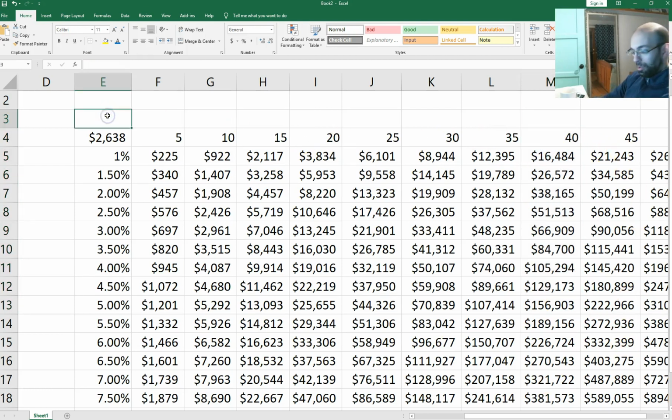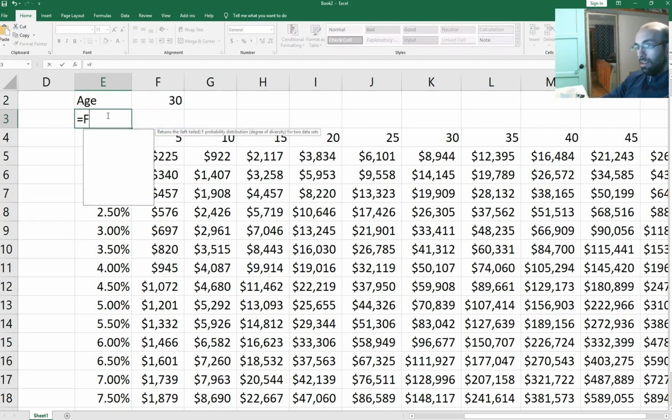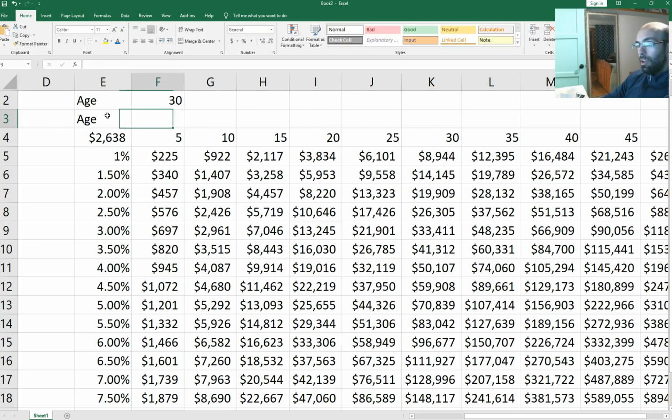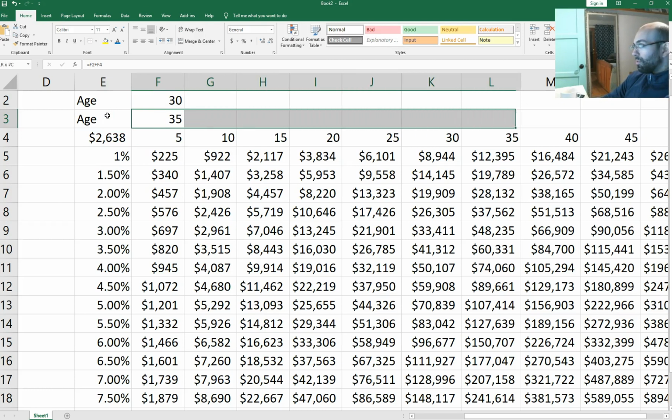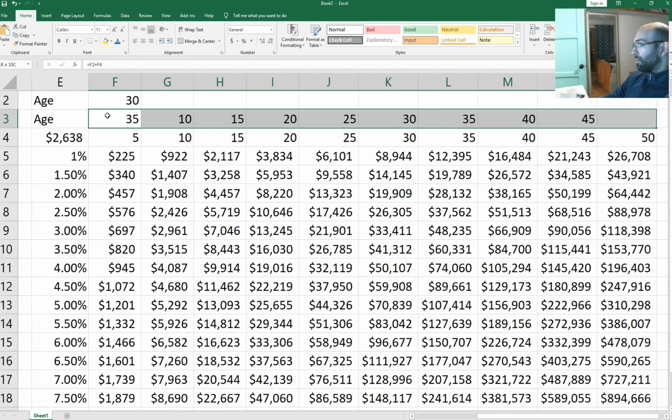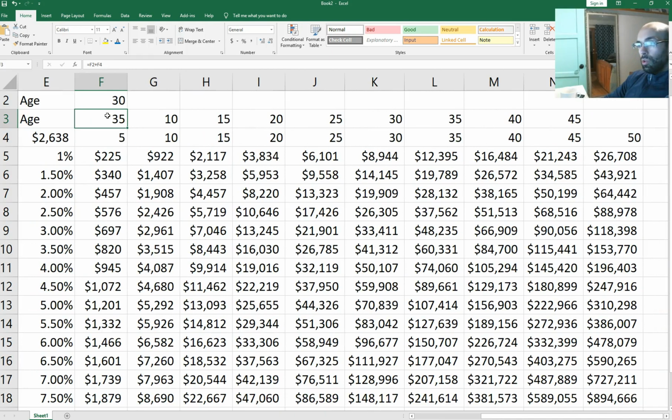You might also want to include what your age will be over that time frame. For example, my current age is 30, so then I could look at the age that I would be at these different time frames. Yes, looks like that is not carrying over, so I'm going to actually press F4 to lock it.